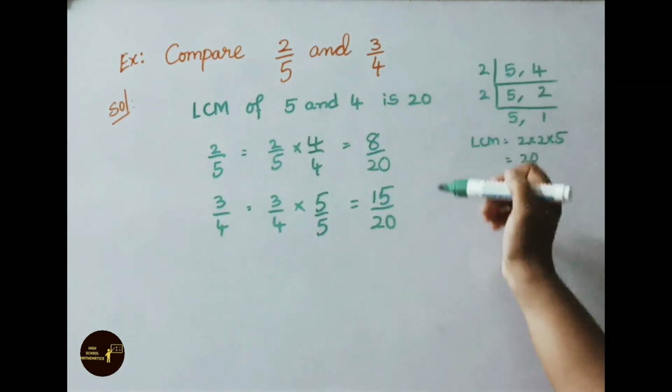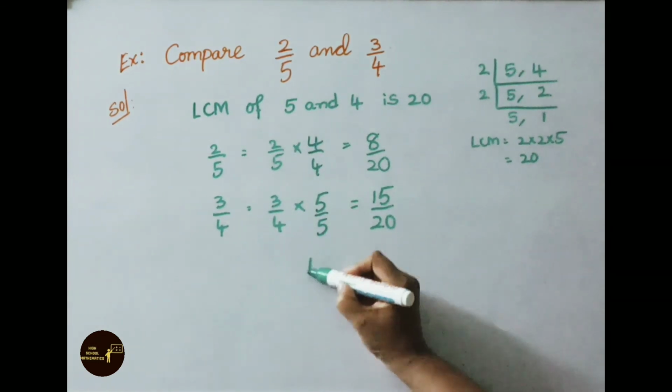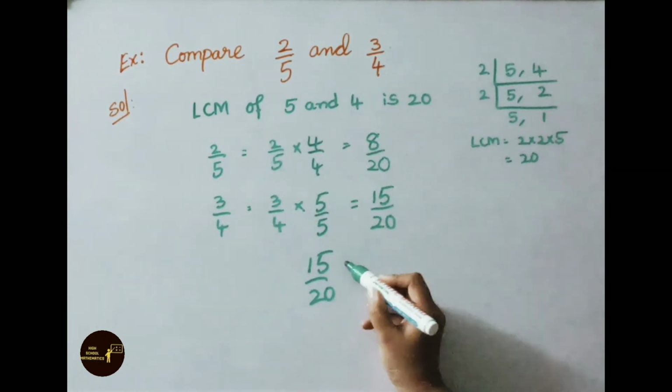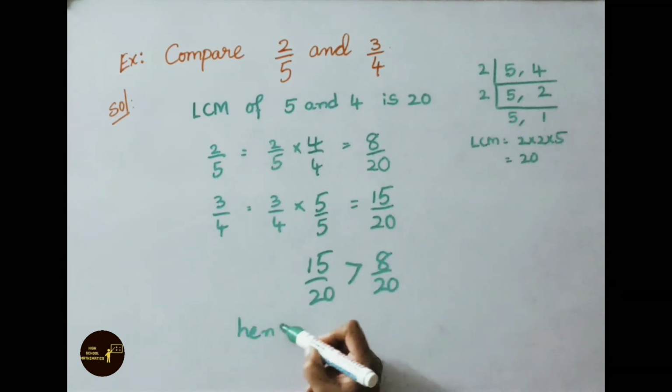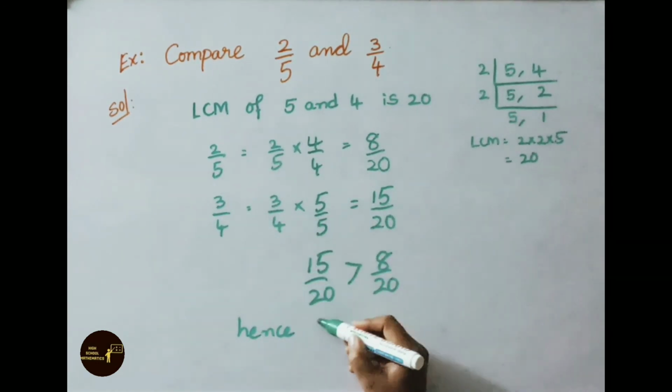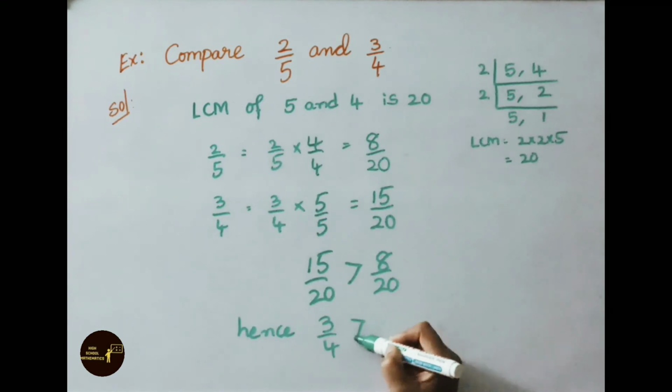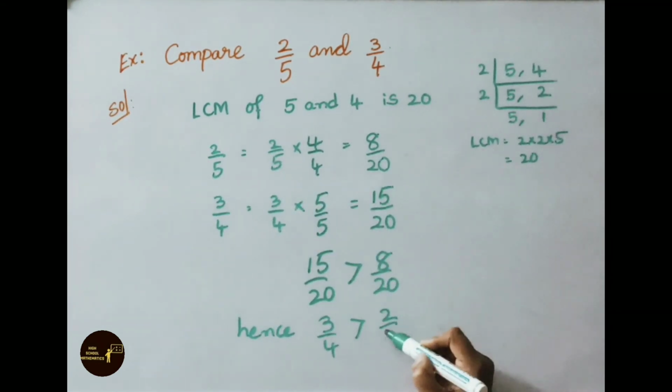Which one is greater among these both? 15 by 20 is greater than 8 by 20. Hence, 15 by 20 means what? 3 by 4. 3 by 4 is greater than 2 by 5.